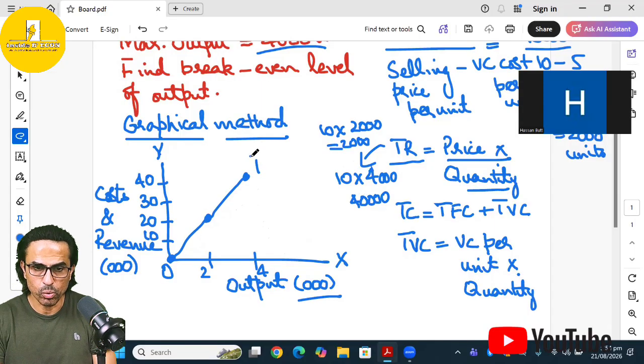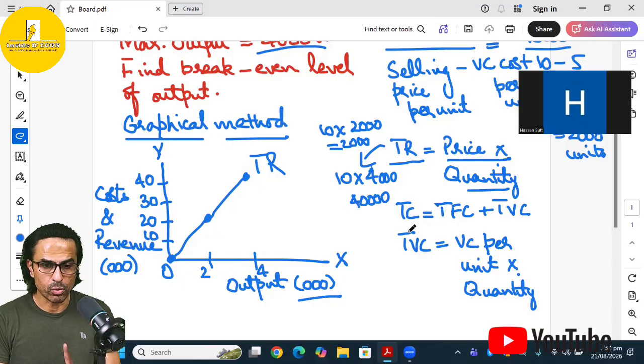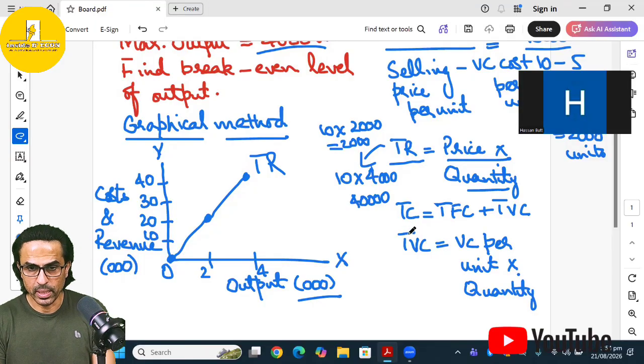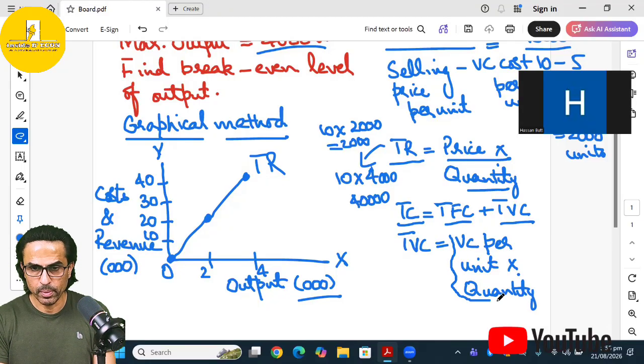Now, this is the total revenue curve, right? Similarly, we need to find out the total cost curve as well. So that is the formula: total cost is equal to total fixed cost plus total variable cost. And if total variable cost is not given, you use this formula, variable cost per unit into quantity. And that is given in the data as well.